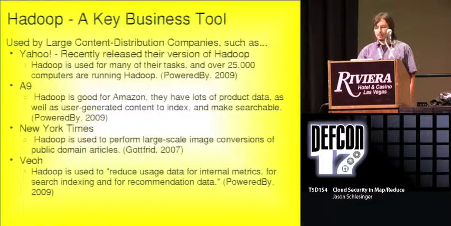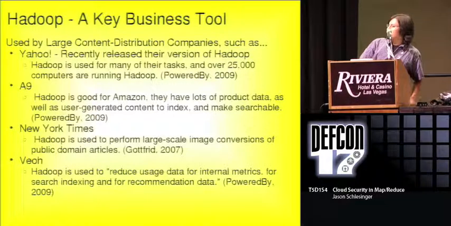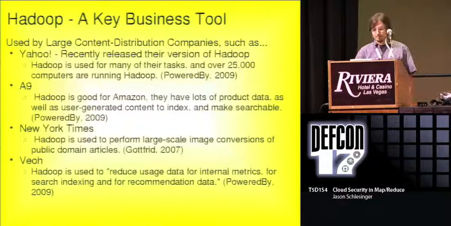What they did is they took their public domain articles and they sent them to Amazon Web Services, which is really cool if you haven't already checked it out. And then they made a virtual Hadoop cluster on Amazon Web Services using their Elastic Cloud Computing structure and processed the data and then got back the result, and then they could just get rid of the virtual cluster. And then Veoh uses it to, quote, reduce usage data for internal metrics, for search indexing, and for recommendation data.